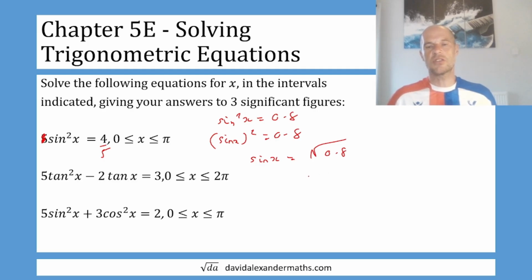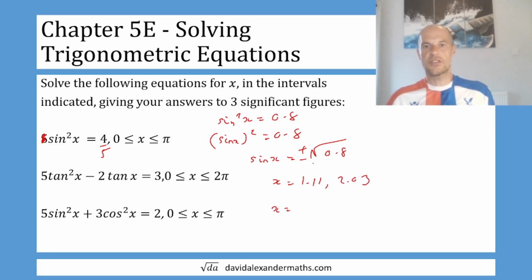Now this is where some students might make a mistake. Remember, there is a plus and a minus root of 0.8. So first of all, I'm going to consider the positive root of 0.8, and root 0.8 is whatever. Shift sign that. I'm getting 1.107, so 1.11. And my next solution, because this is sine, is pi take away that, which is 2.03.